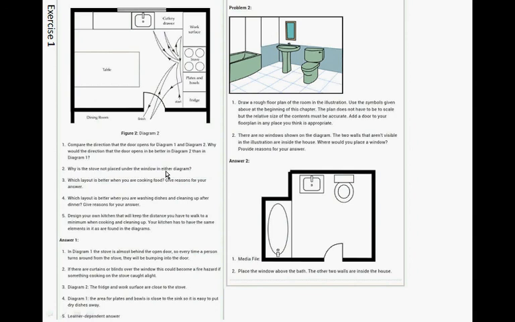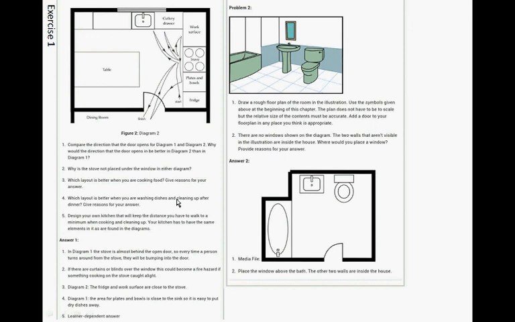Why is the stove not placed under the window? If there are curtains or blinds over the window, this could be a fire hazard. If something cooking on the stove caught alight, so if you have oil there and this oil splatters, then you will light up the curtain, so it's dangerous. Which layout is better for cooking food? Diagram 2, the fridge and the work surface are close to the stove, so it's better.